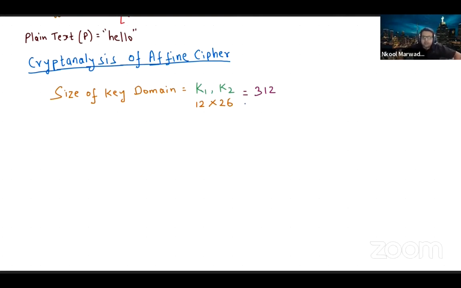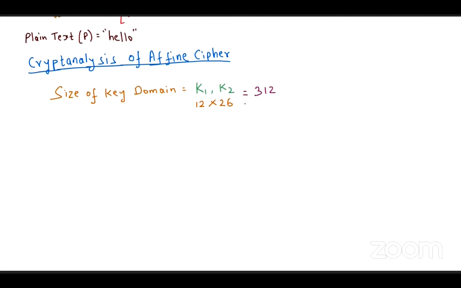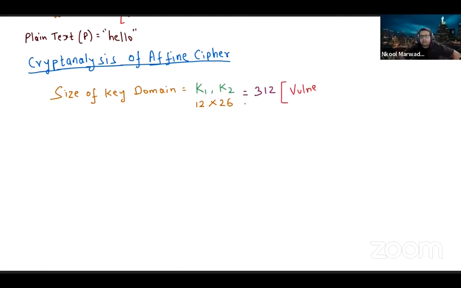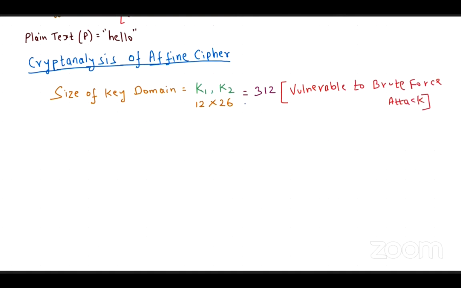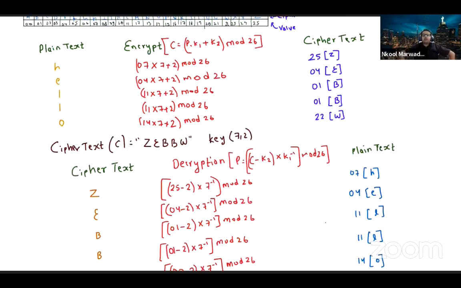So we have proved that the affine cipher is vulnerable to brute force attack, isn't it? And what do you say about the statistical attack, is the affine cipher vulnerable to statistical attack?